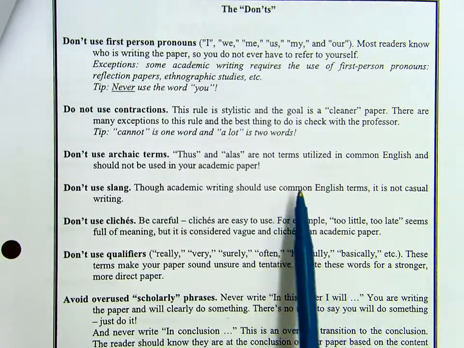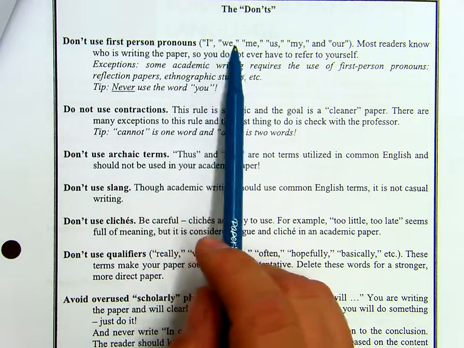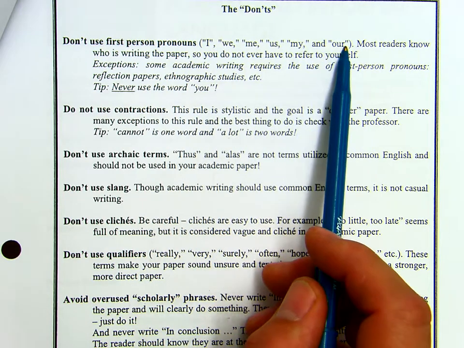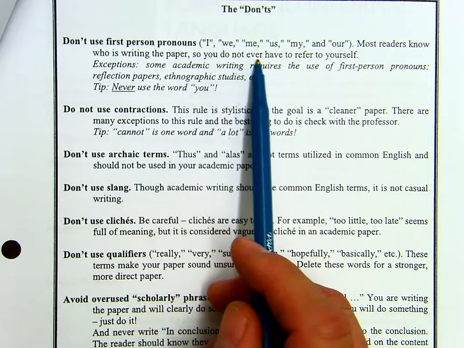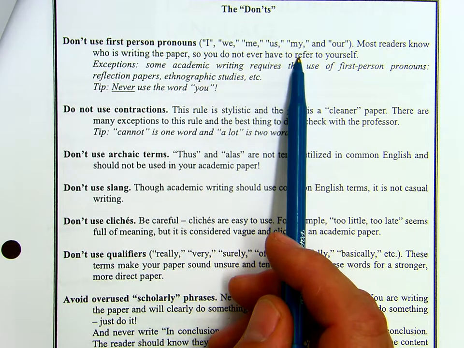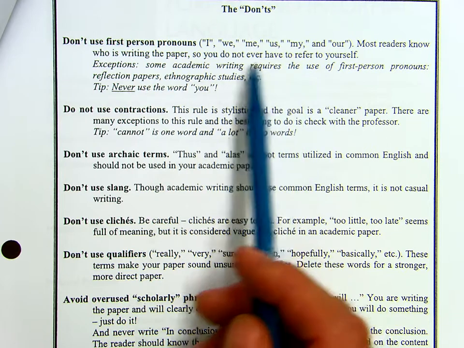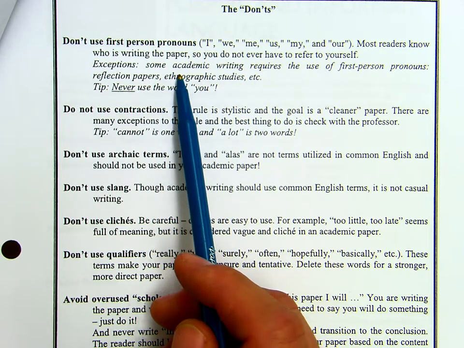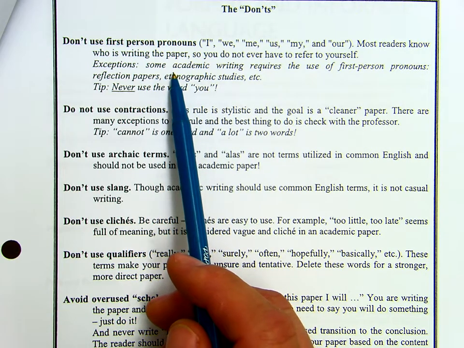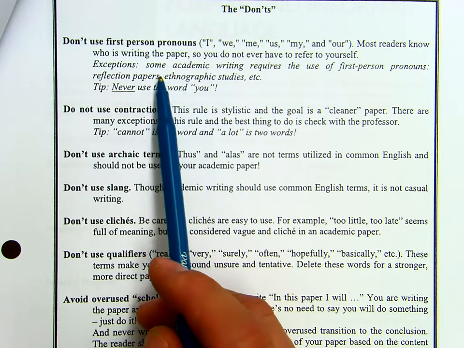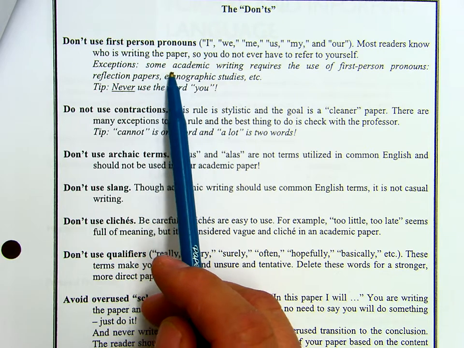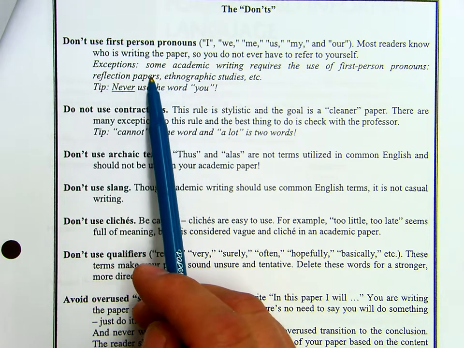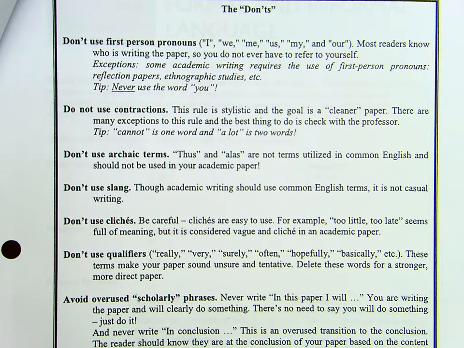are you do not want to use first person pronouns: I, we, me, us, my, and our. The readers know who is writing the paper, so you don't have to say who you are or refer to yourself. Especially don't say I think, because it's your paper, so we know it's what you think. The exception is if the academic paper is asking you to be reflective, or if it's a narrative where you're telling a story, then that's an exception.